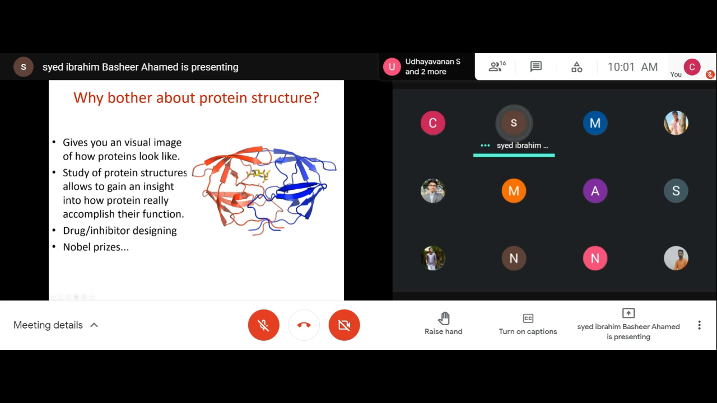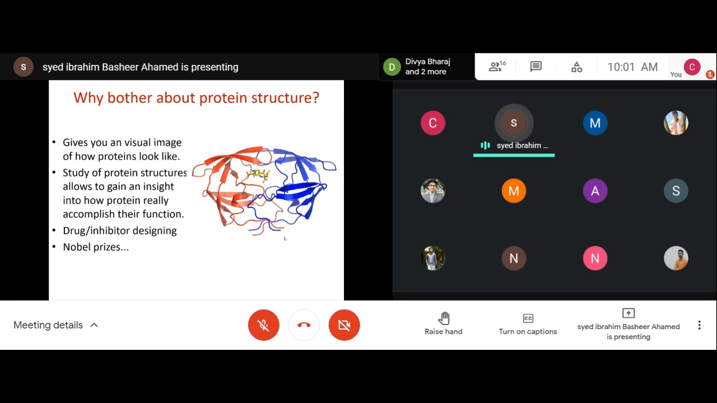In that case, you are stopping the disease, right? So a drug or inhibitor can be designed only when you learn the three-dimensional structure. Okay.